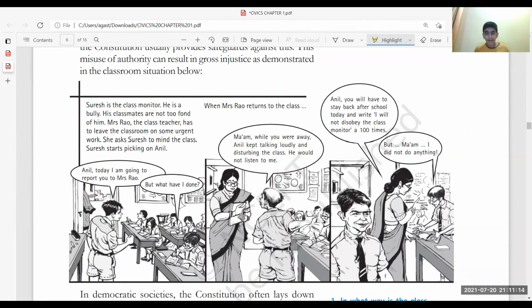Because ma'am tells him that he has disobeyed the rules. What you have to do is go and write something 100 times, or say sorry 100 times to him. You give punishments. But a few times in your school it happens because of the misuse of authority of your political leaders, or of your particular class monitor.